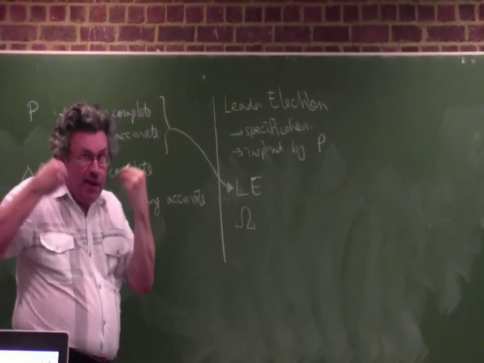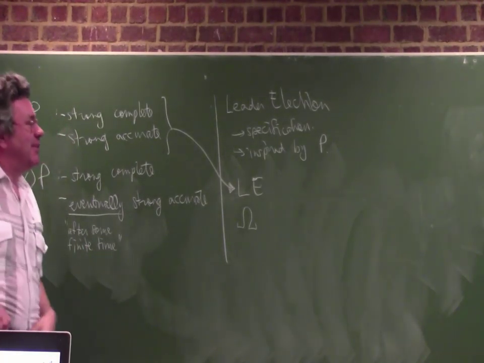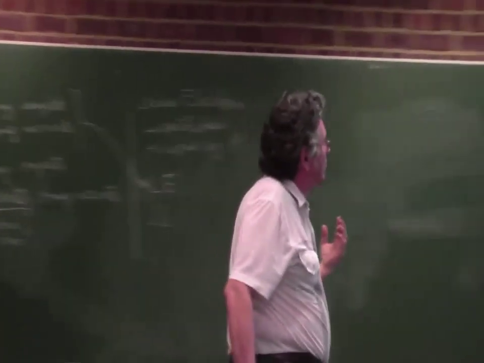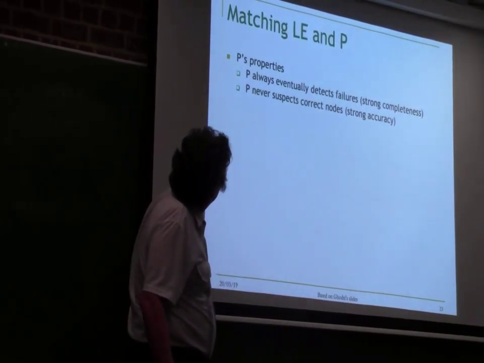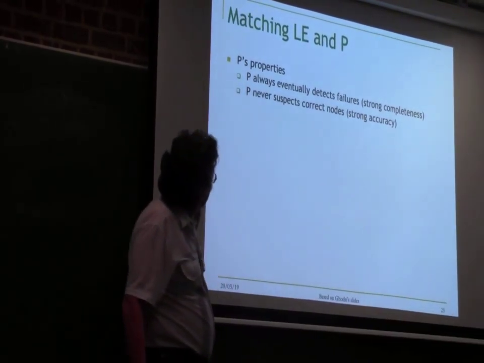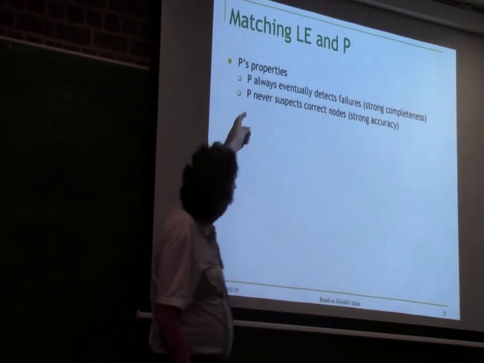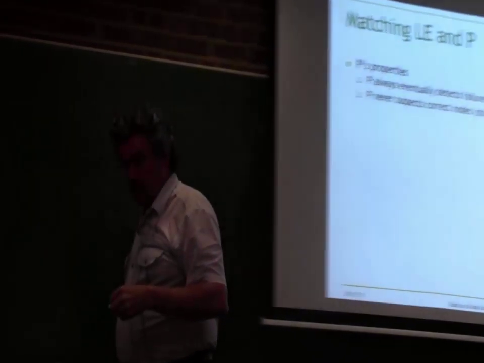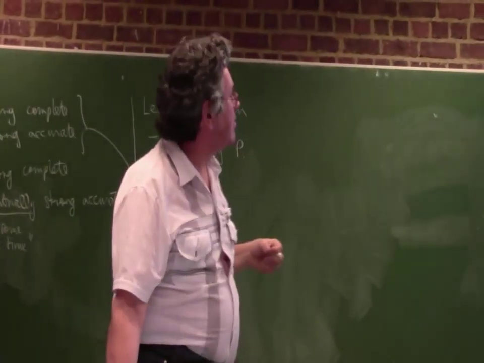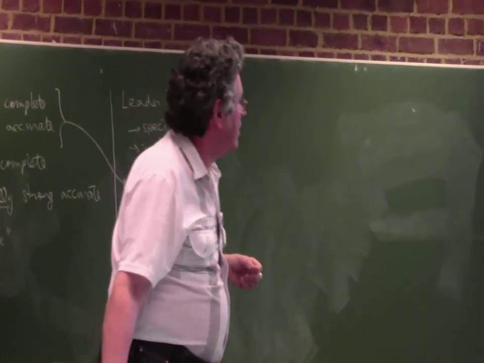So you have to be a little bit creative, you know? So what does P do? So P, here I repeated that. P is strong, complete, always eventually detects the failures, sees everything, and it never makes mistakes. It never suspects correct nodes. Okay? Sees everything, never makes mistakes.